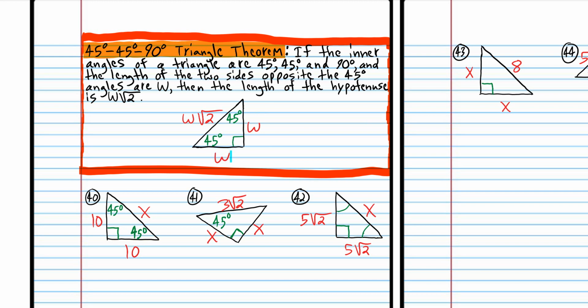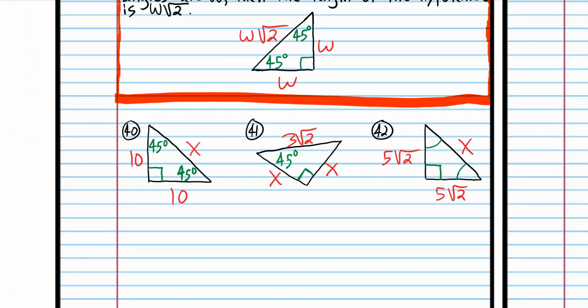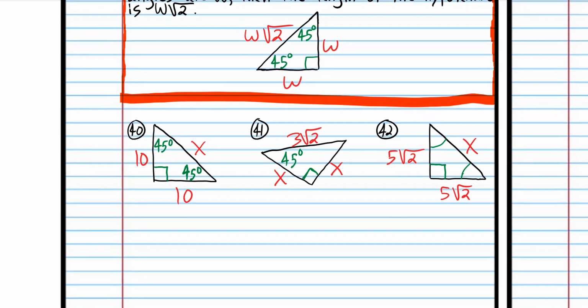So if these two sides are both w, the 45, 45, 90 triangle theorem tells us that the hypotenuse must be that number, whatever it is, w, times root 2. So this theorem is actually a lot easier than the 30, 60, 90 theorem. So let's do a couple practice problems. And I'm going to try to leave that shape in the window there.